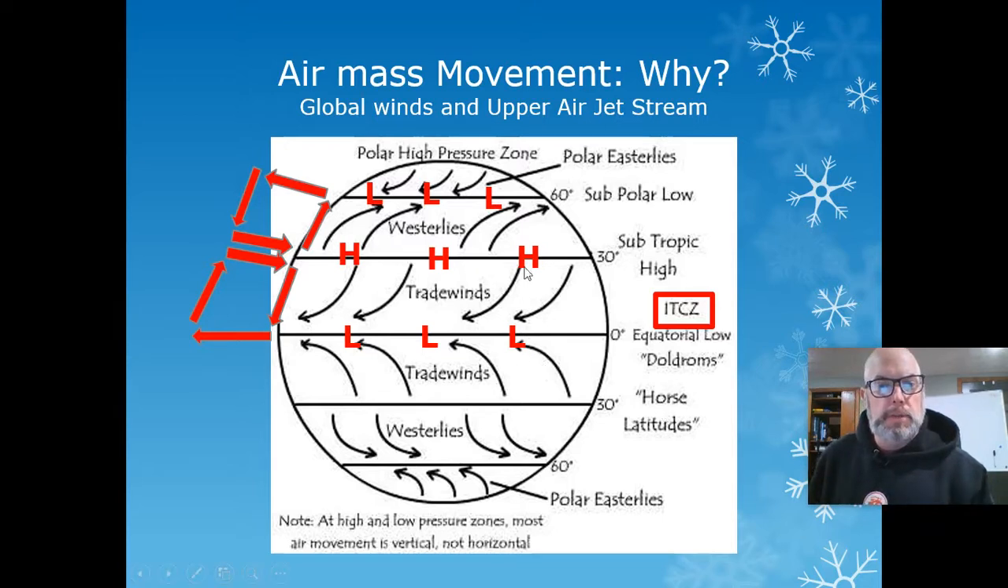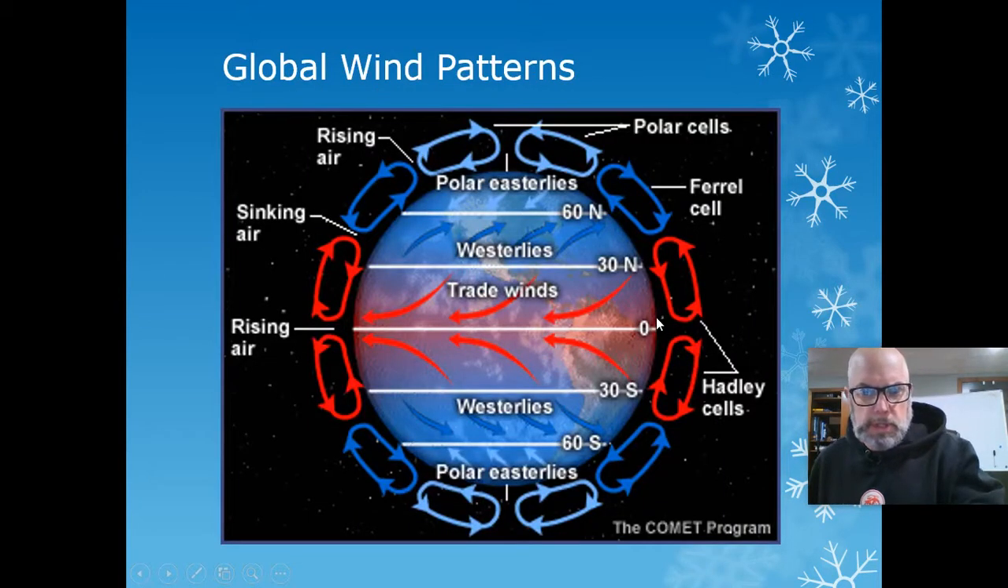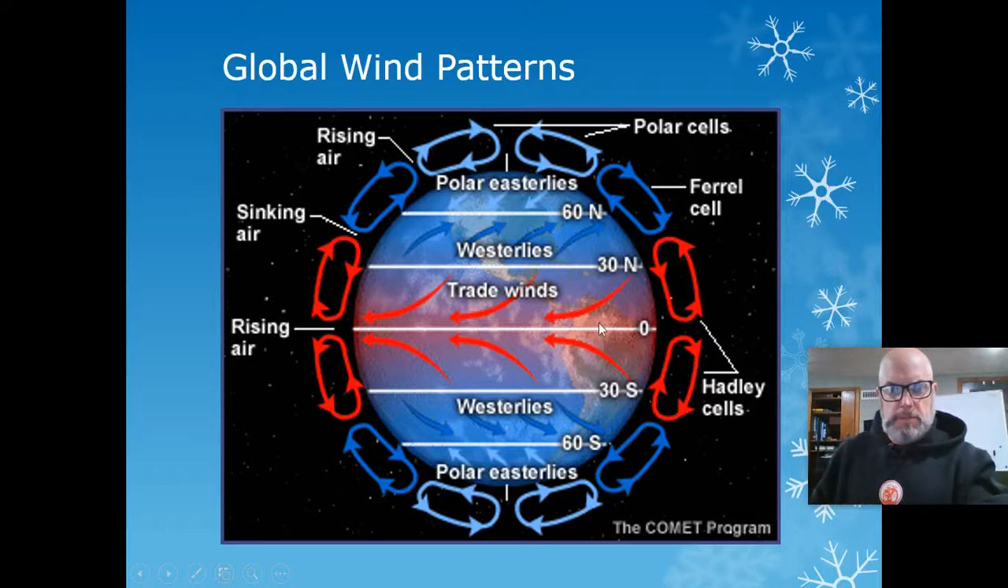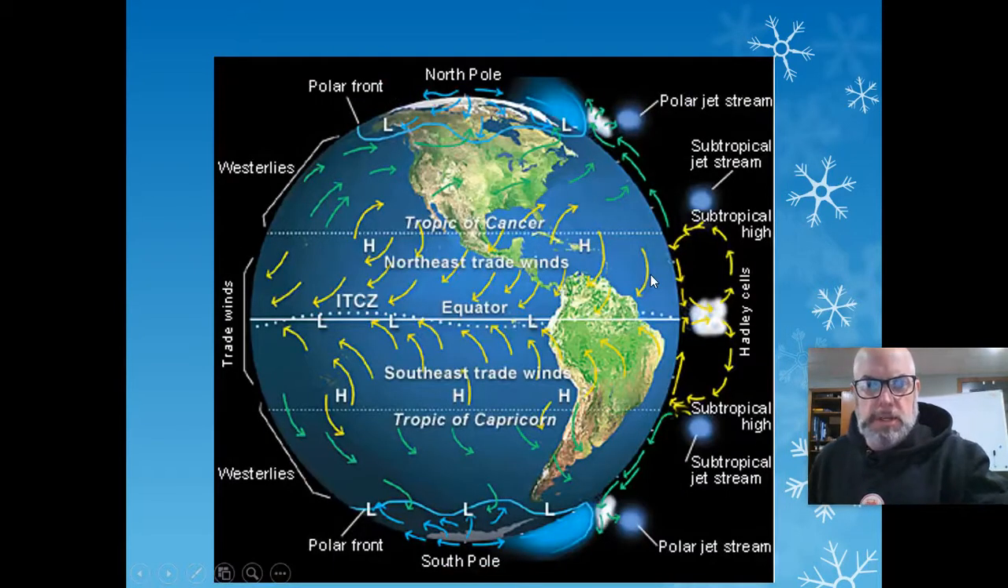Okay, so ITCZ. What we want to look at then is this, to make a little more sense out of this. It's going to be confusing. So right here, we've got the Hadley cell, and then the Ferrel cell between 30 and 60, and then the polar cells. This is the exact same picture I was just showing you, just another version. And here's yet another version.